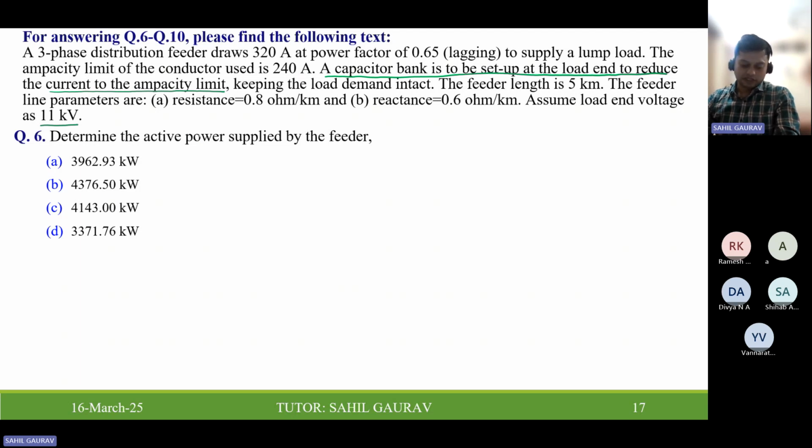Here you don't need to consider the compensation. This is active power, so it has no relation with compensation. Before compensation and after compensation, active power is not going to change. So here it is asking about the active power supplied by the feeder. So you find this, I am just coming in 1 minute.